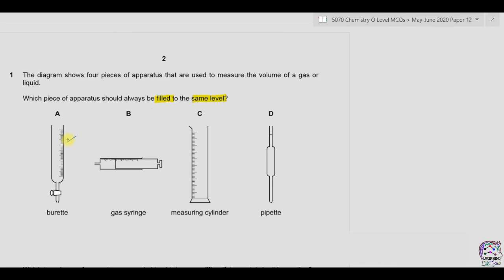As we can see in A, B and C, a lot of divisions are given. So we can use a particular volume or any volume of our need. But in D you can see that there is only one division that is given, so it means that the volume in D is fixed. So therefore, in order to take the volume in pipette, it should always be filled to this level. A pipette could be of 20 cm3 or of 25 cm3, but you cannot take the volume less than this. So therefore answer is D.